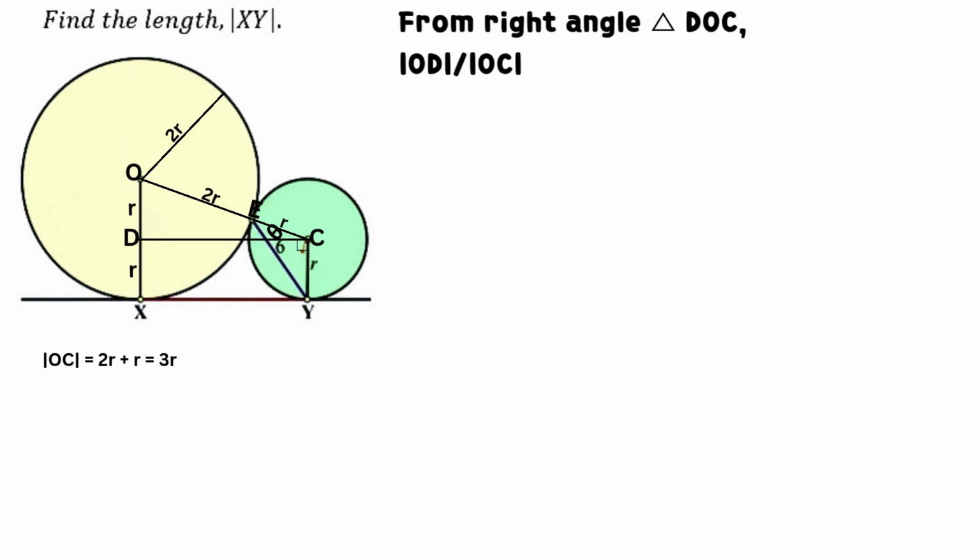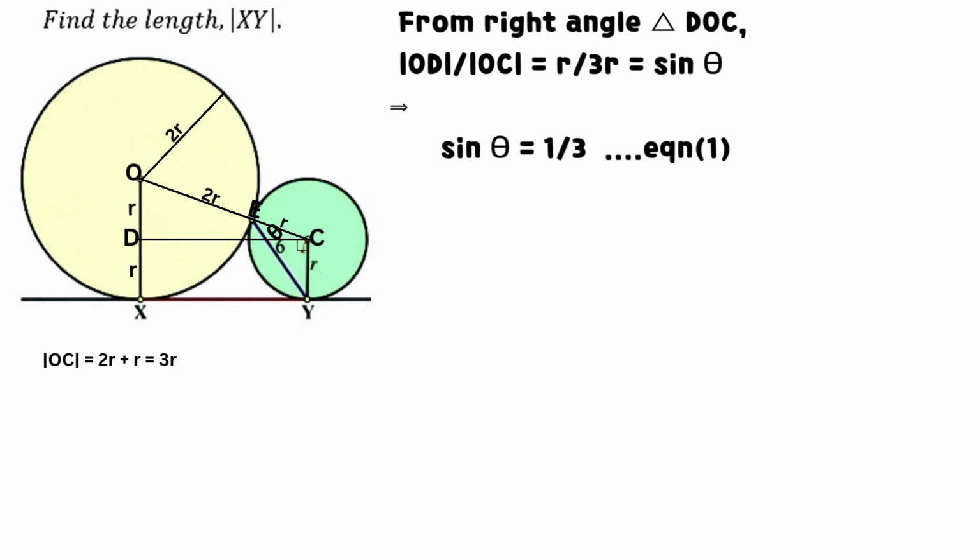From right angle triangle DOC, length OD divided by length OC equals R divided by 3 times R, which equals sine theta. This implies that sine theta equals 1 divided by 3. We call it equation 1.